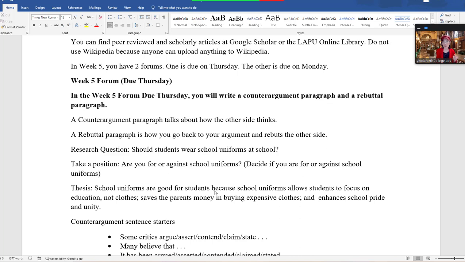And in order for our essay to be objective and unbiased, we write both a counter-argument paragraph where we talk about the other side, and then we write a rebuttal paragraph where we rebut what the other side says. So here is an example.